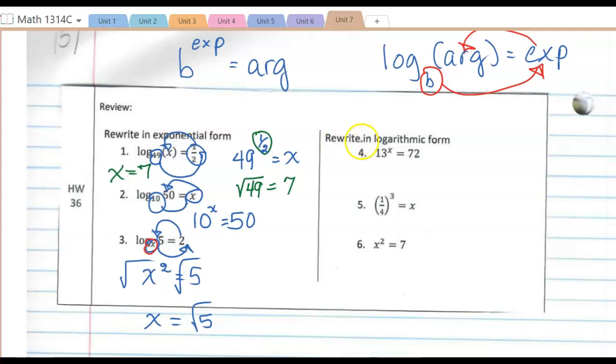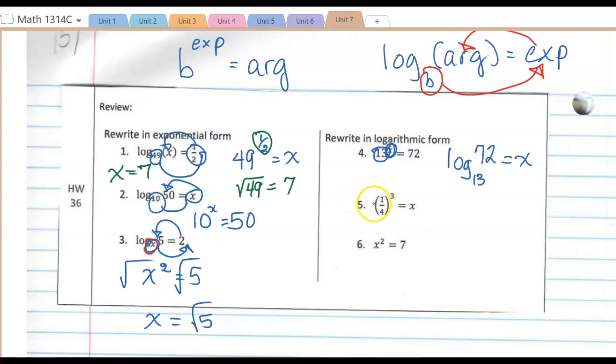Going to number 4, to rewrite this in logarithmic form, we need to identify the base. In this case, it's 13, so I'm going to write down log of base 13. And we know the exponent is x, that's what's going to equal the other side, and our argument is 72.